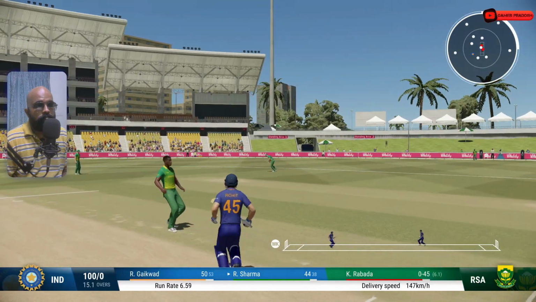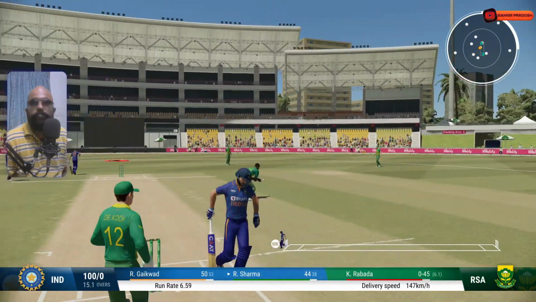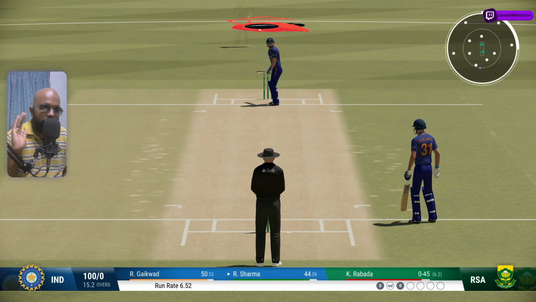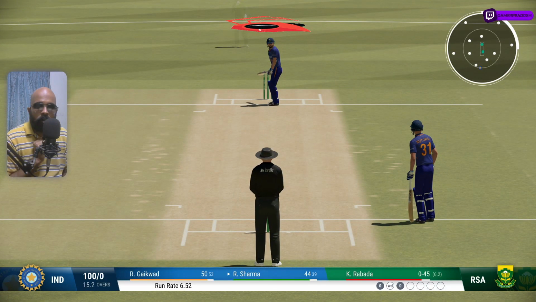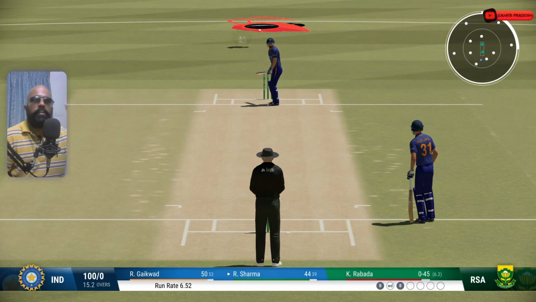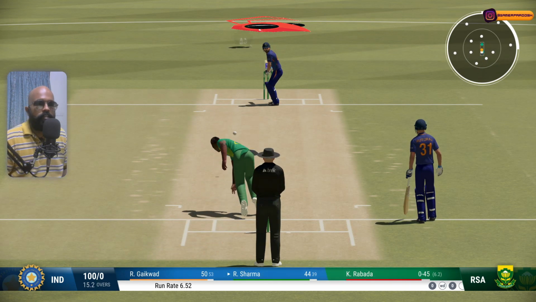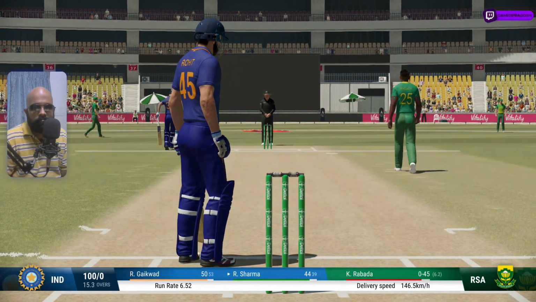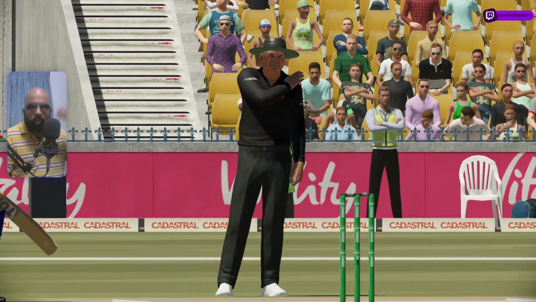Okay, simple. It's playable with this camera angle. It might be comfortable for a few, but not me, because for me, I want to see the bowler come running in. Then I'll execute the shot properly. Now I'm like guessing. Again, not in that flow.